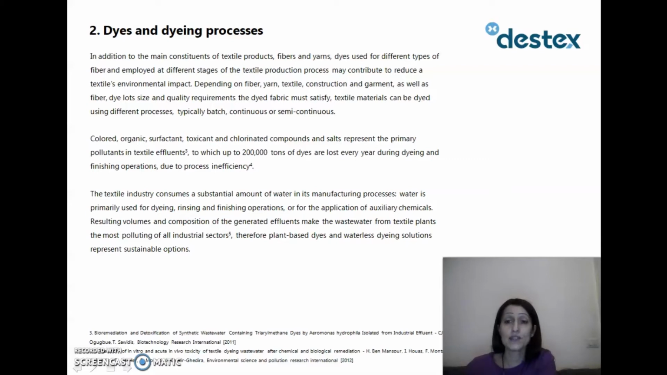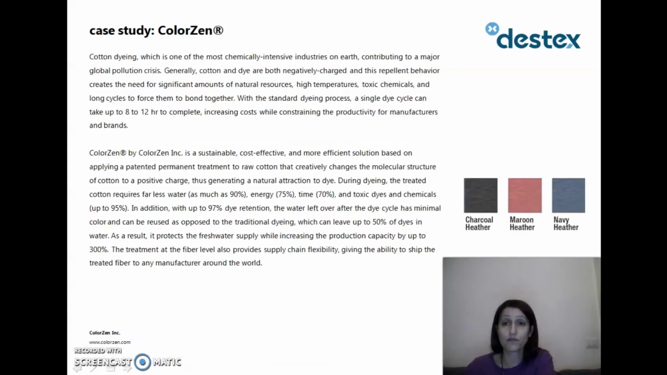The textile industry consumes a substantial amount of water in its manufacturing processes. Water is primarily used for dyeing, rinsing, and finishing operations, or for the application of auxiliary chemicals. Resulting volumes and composition of the general effluents make the wastewater from textile plants the most polluting of all industrial sectors. Therefore, plant-based dyes and waterless dyeing solutions represent sustainable options.